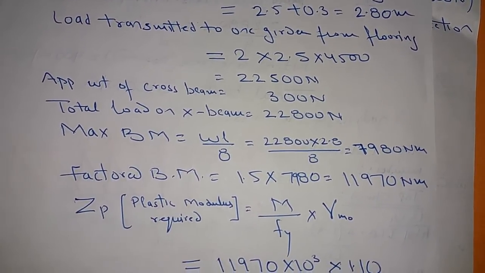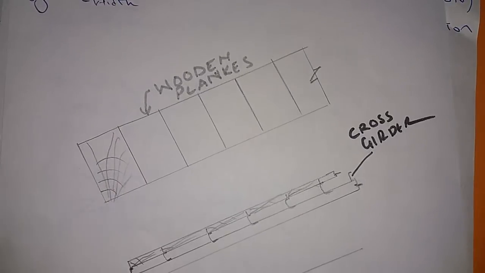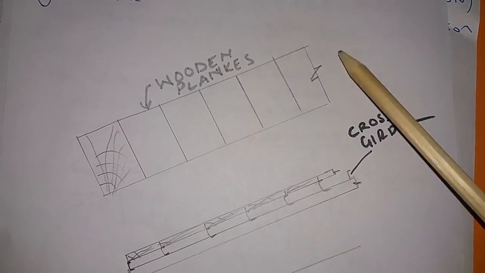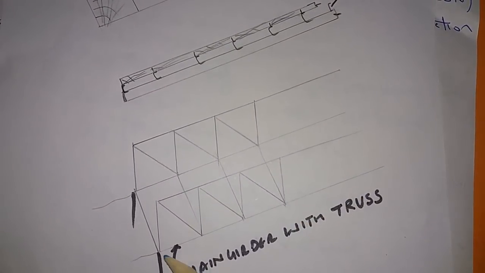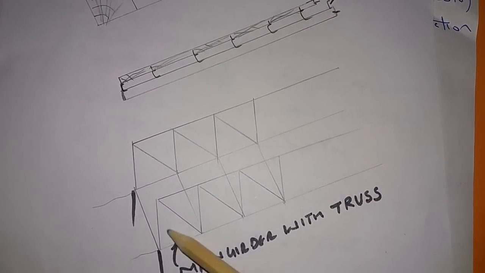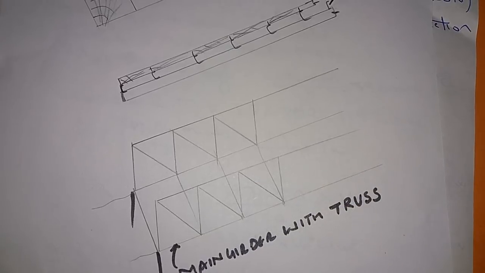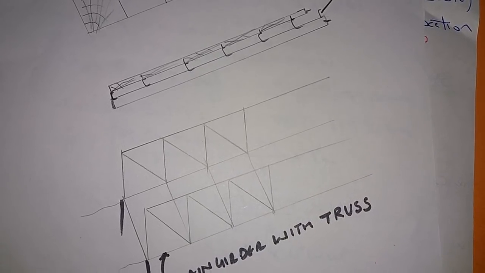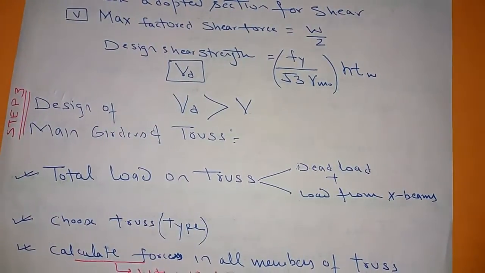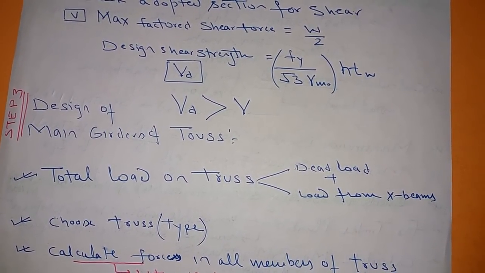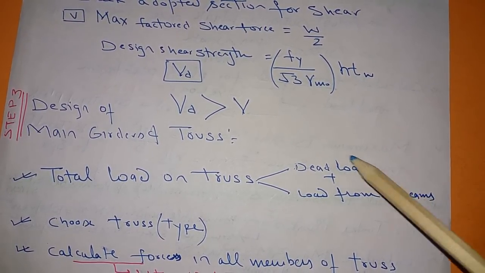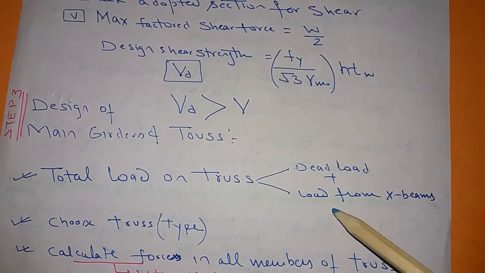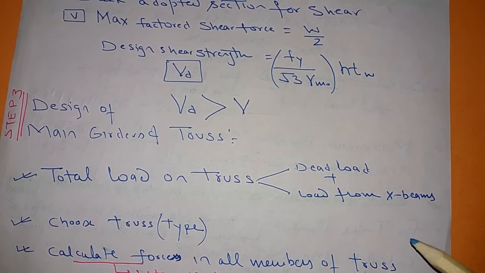So far we have designed the planks and the cross girder. Now it is time to design the main girder with the help of the truss. Step number 3: design of main girder and truss. In this case, the total load on the truss will be the dead load of the truss, which you have to assume earlier, plus the load from the cross beam which is coming.